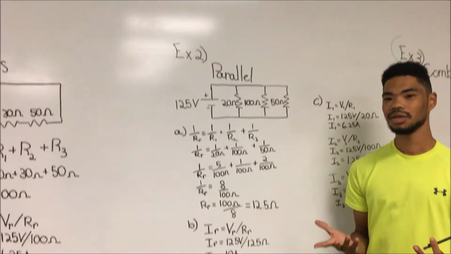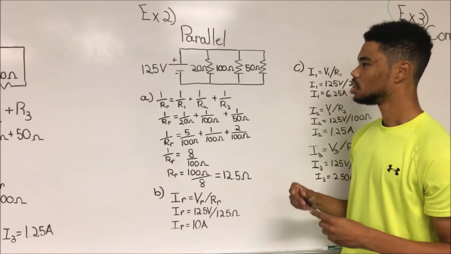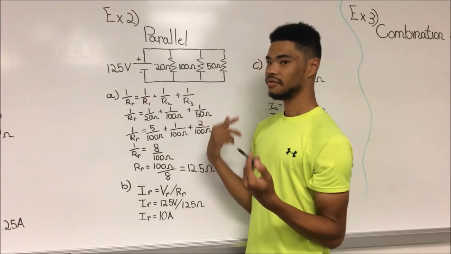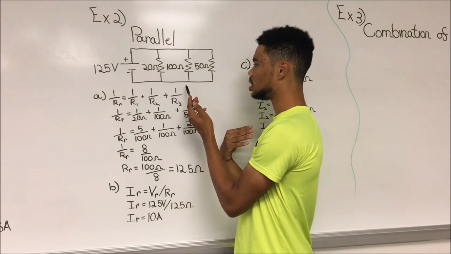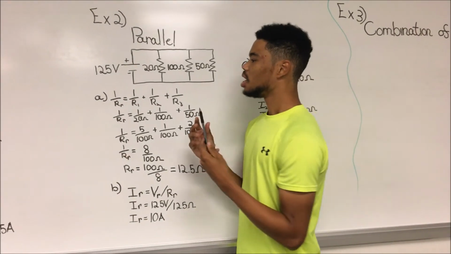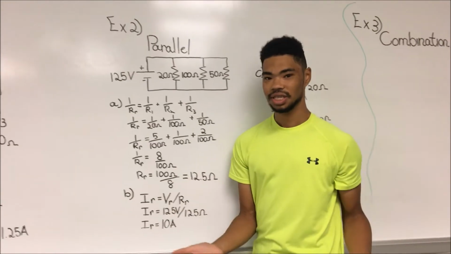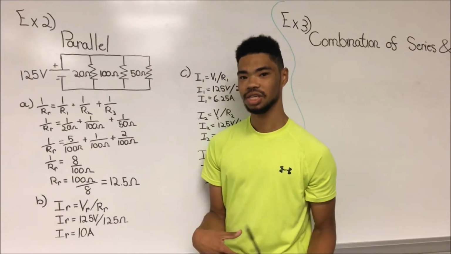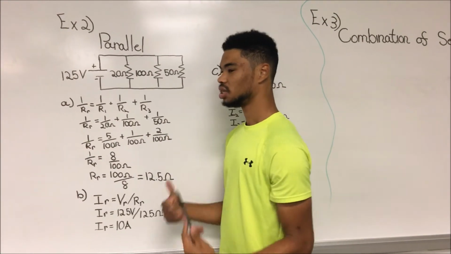Now, in a parallel circuit, you have 125 volts with 20 ohms in the first resistor, 100 ohms in the second resistor, and 50 ohms in the third resistor. Now to find the equivalent resistance, you do 1 over each resistor plus this next resistor.